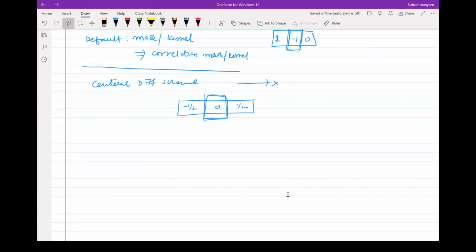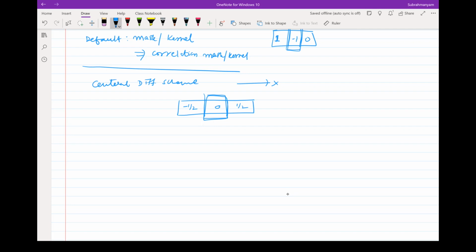Of course, in practice, the derivative, as the edge could be moving from a negative value to a positive value or a positive value to a negative value, is not going to make much of a difference in terms of its magnitude, right? But the orientation would be different. That's what is going to happen. But still, conceptually, these are not identical. The correlation mask is not identical with the convolution mask.